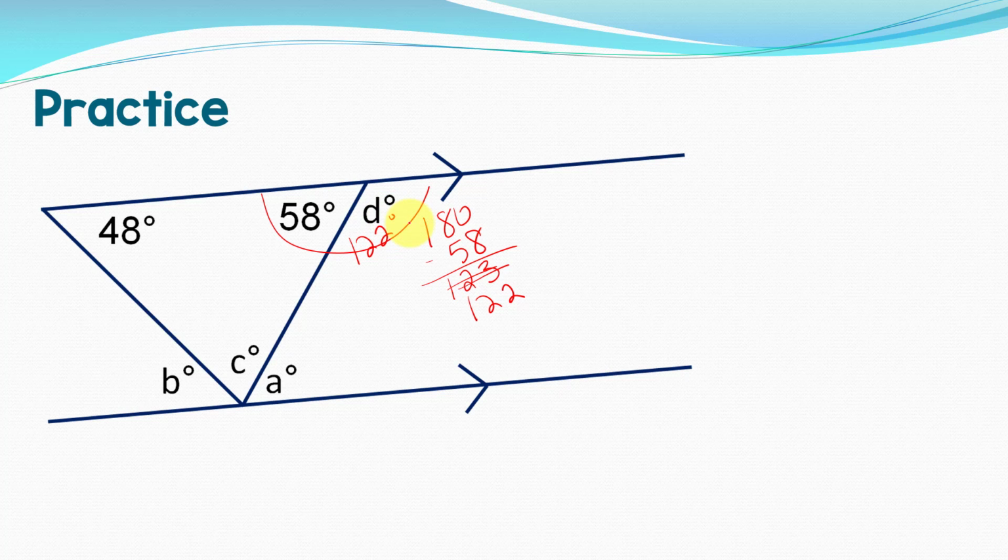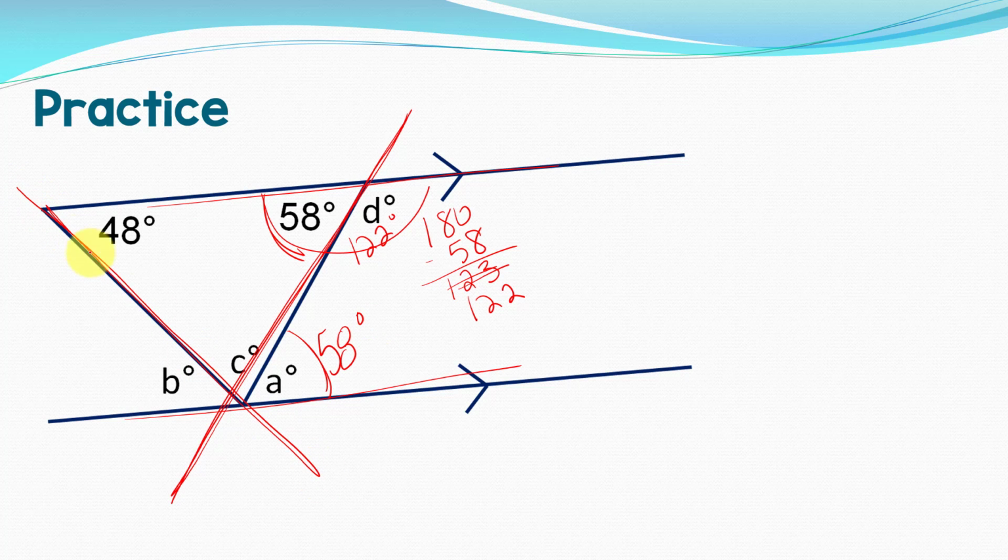Now then, how could I get something else? I'm going to treat this as my transversal, and these are my lines. So this angle and this angle are alternate interior angles, which means they're congruent. So A is going to be 58 degrees. Then I'm going to look here. This line is going to act like a transversal. This one is 48 degrees. Alternate interior angles again, so this one must be 48 degrees.